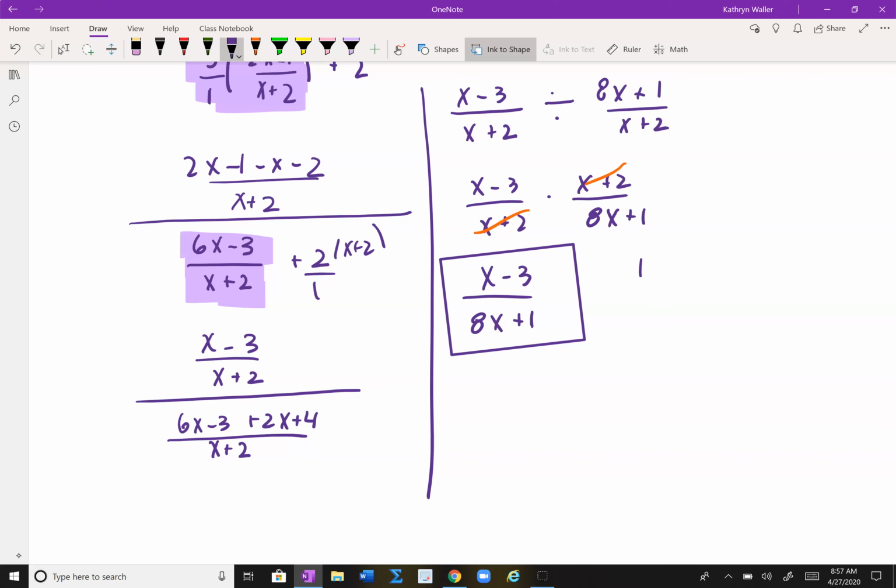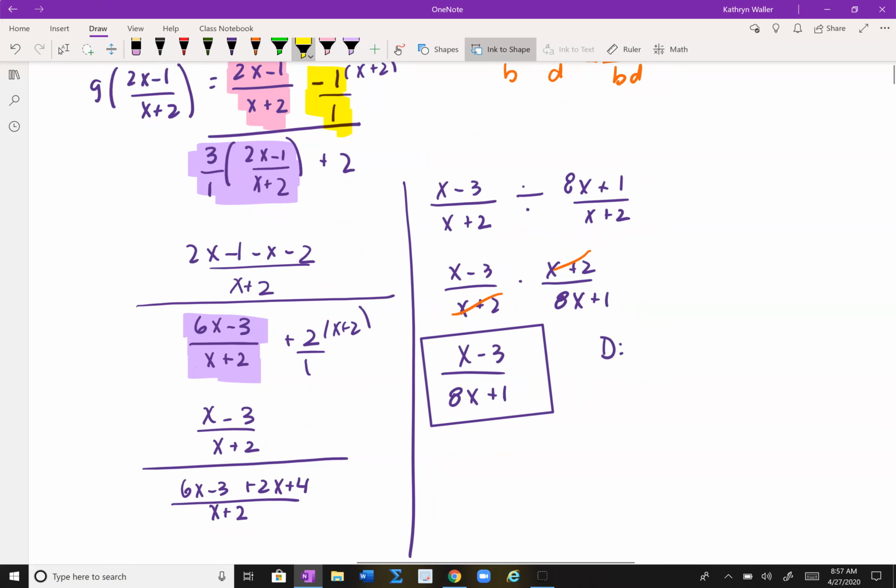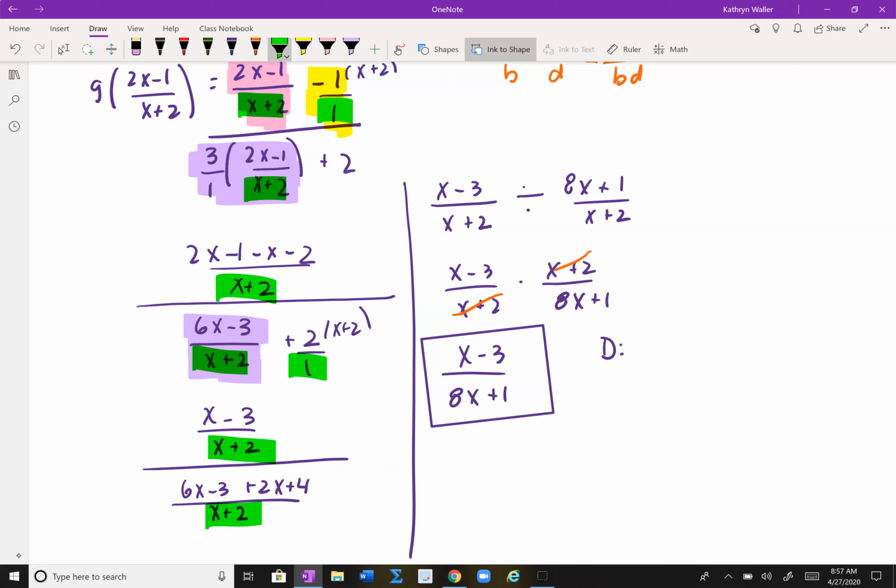They also want the domain. So when you're finding the domain, you check the denominator, anything that was ever in the denominator. So I'm going to do it in green. See all these things that I'm highlighting? They're all restrictions. I'm not going to highlight that. I'll just do my answer.